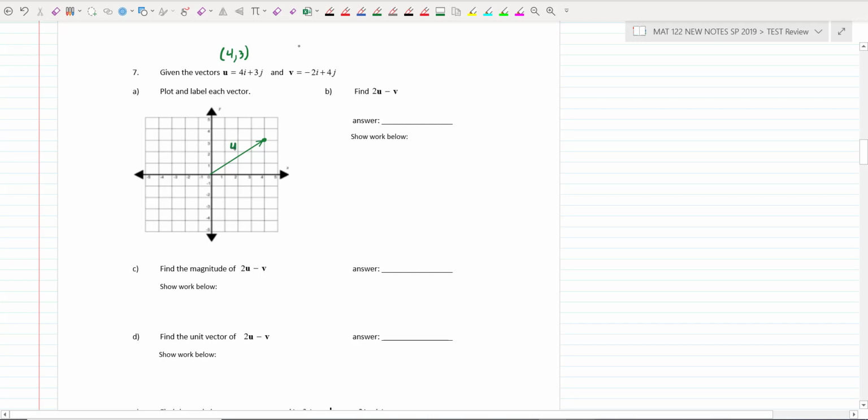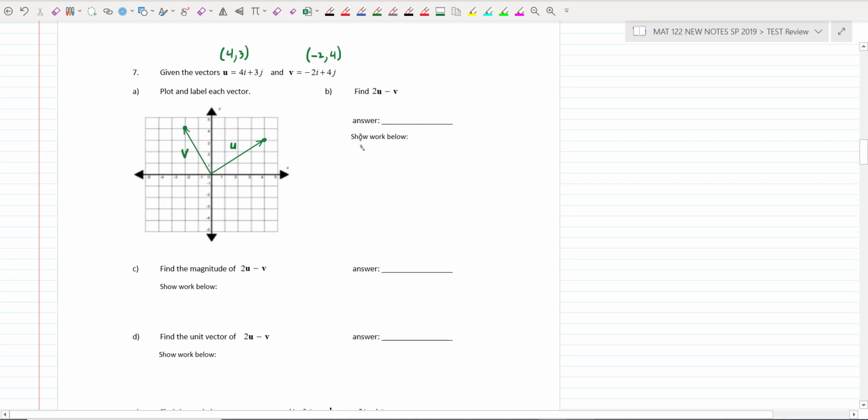The second vector, you could think of like plotting the point (-2, 4). So we go 2 to the left, up 4. That's where the vector would terminate, and then sketch in the single arrow, again from the origin. That would be vector v. So you definitely want to know how to plot vectors. That's a real simple thing to do.